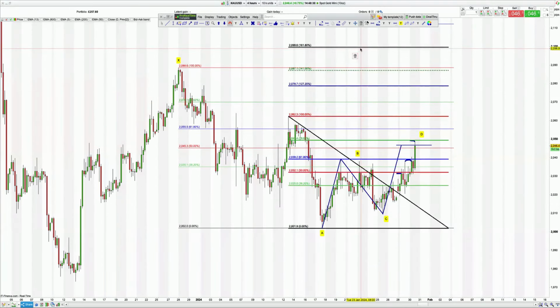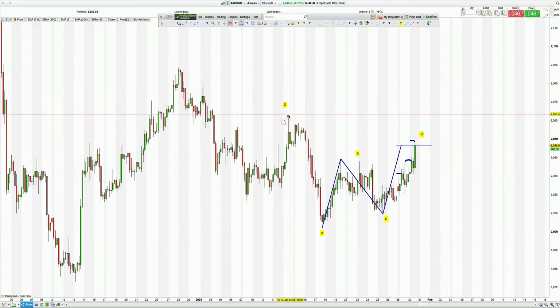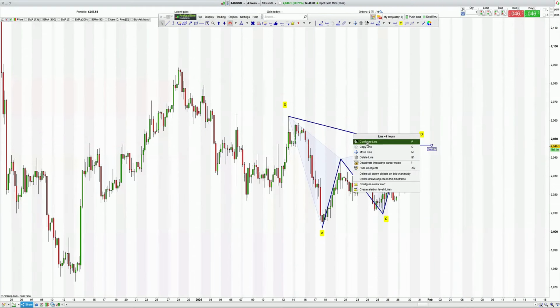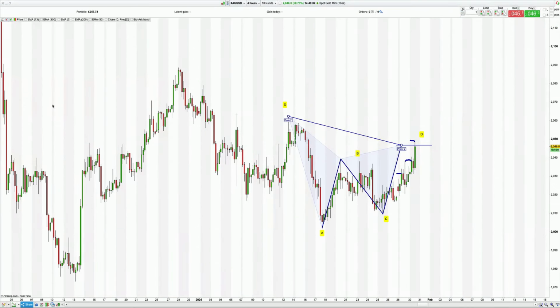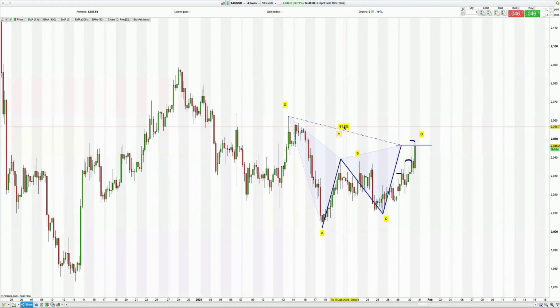For aesthetics only, I'm going to keep the pattern on here. I think it will look better. And also it's a lower risk trade because your stop loss would be lower. Anything above X would invalidate this trade. So let's just connect the dots, last little bit, adjust that so it's there, and label this one 78.6.